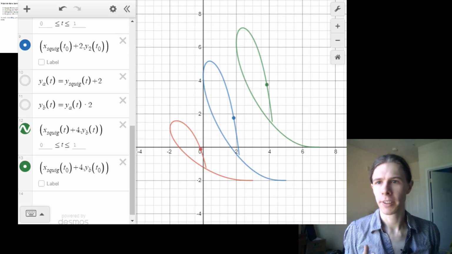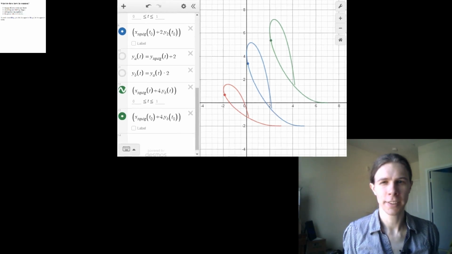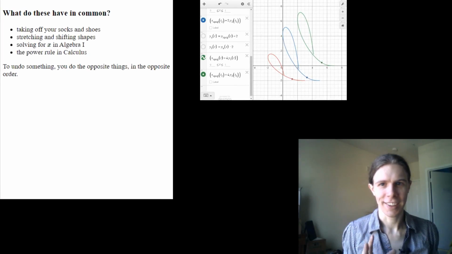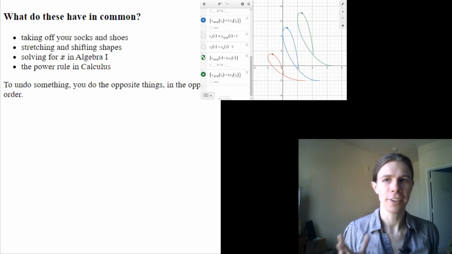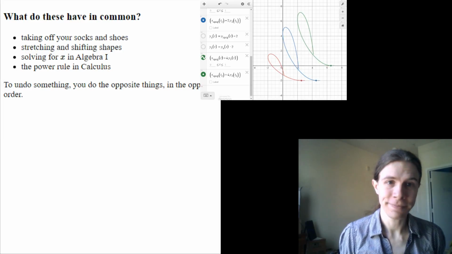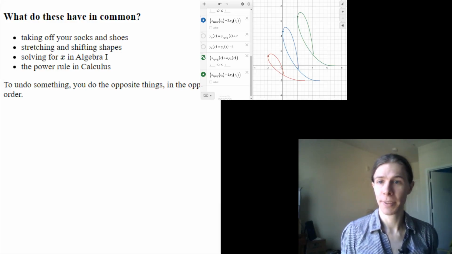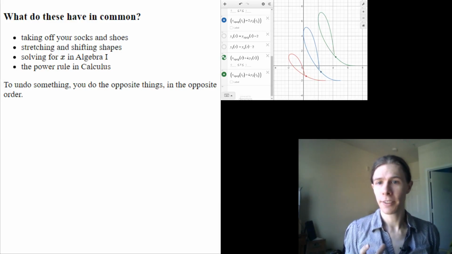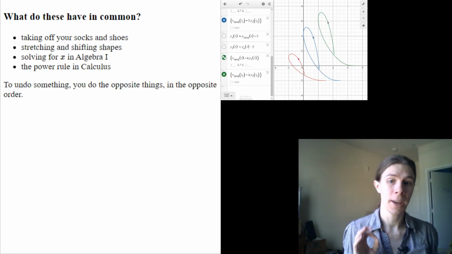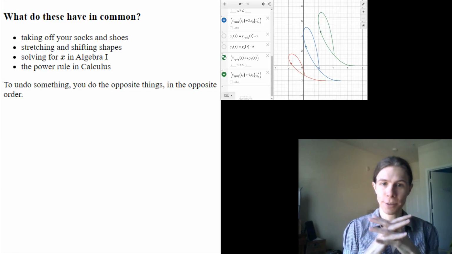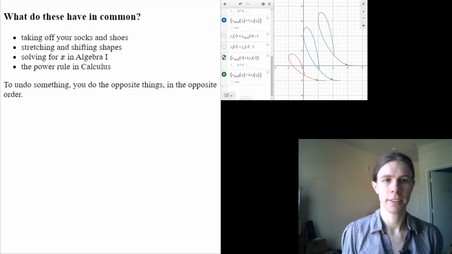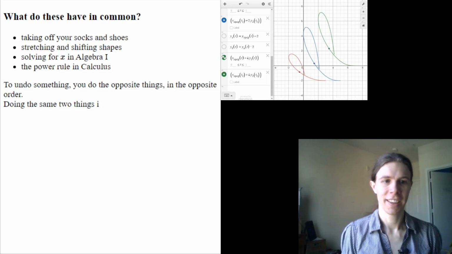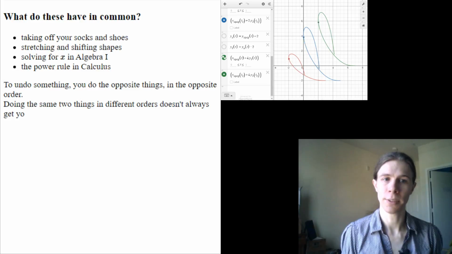And you might be wondering, why am I talking about doing things in different orders? I'm not talking about undoing anything, so how can that relate to this? Because this idea of undoing things requires you to do the opposite things in the opposite order is closely intertwined with the idea that doing the same two things in different orders doesn't always get you the same result.